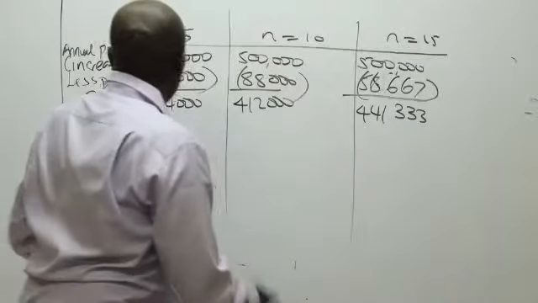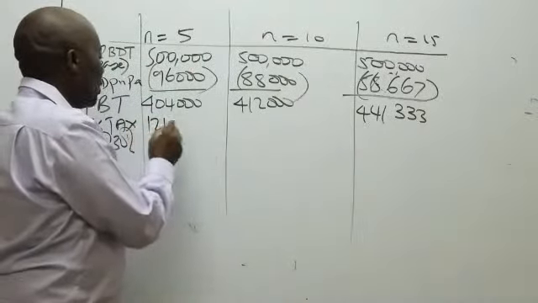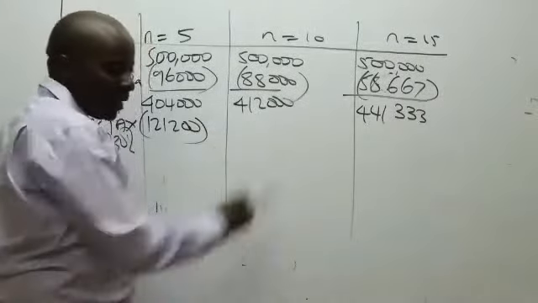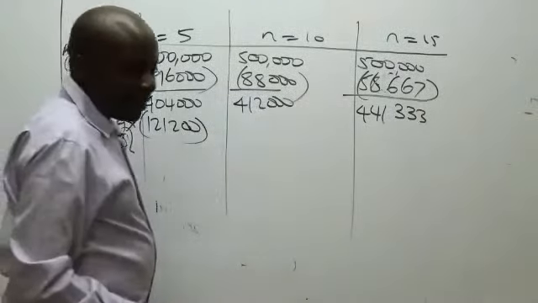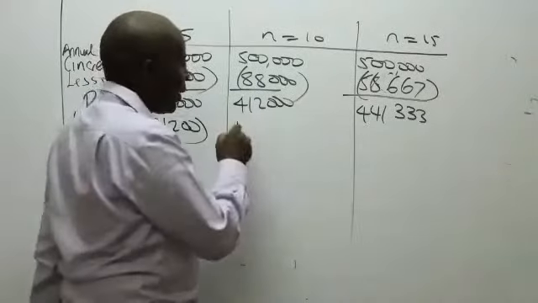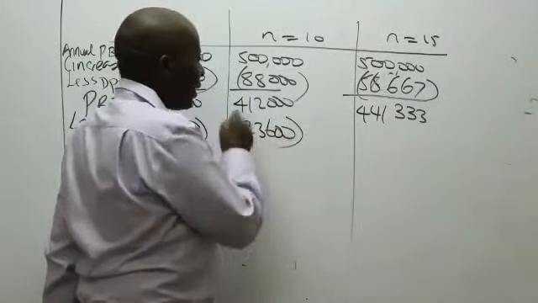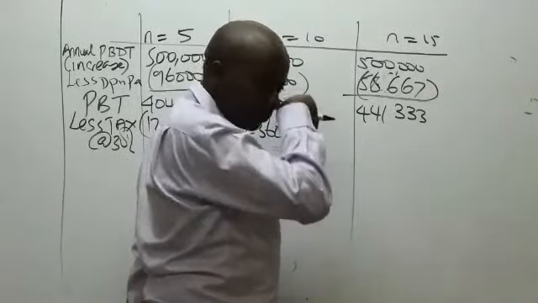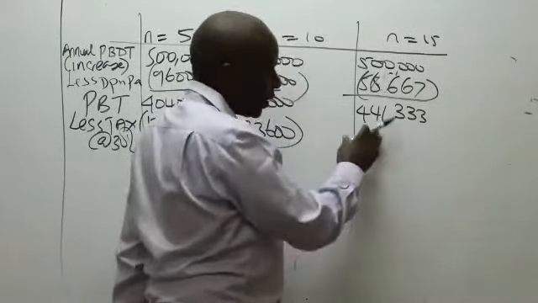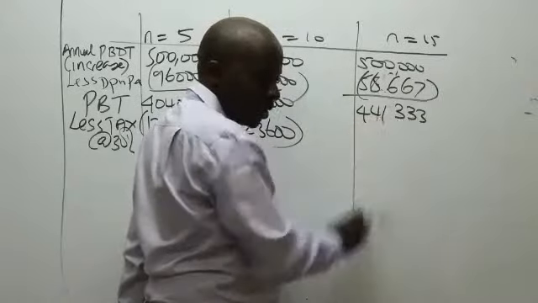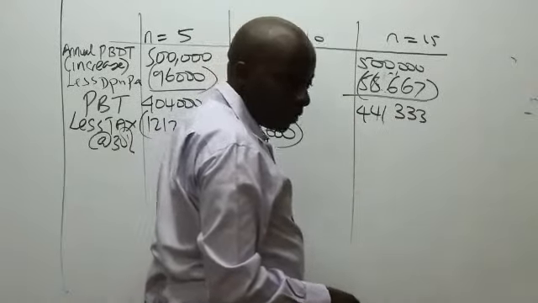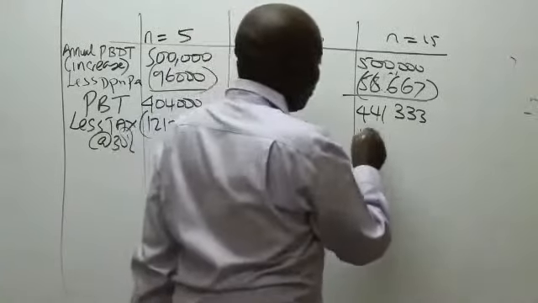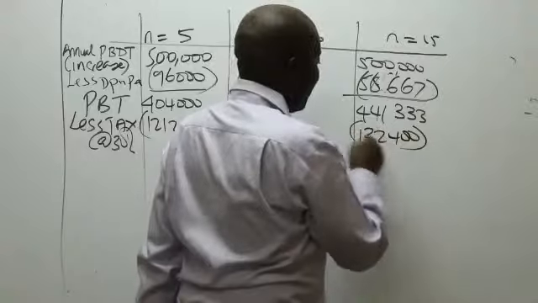Somebody is giving me a figure of 121,200 there. How about this one? The tax here. 123,600. How about the last one here, 30% of this? 132,400, approximately 132.